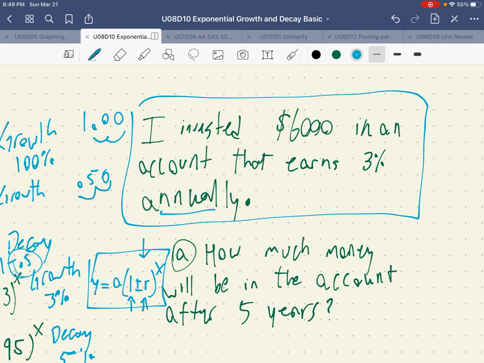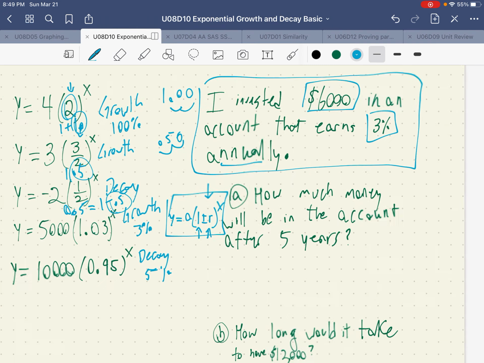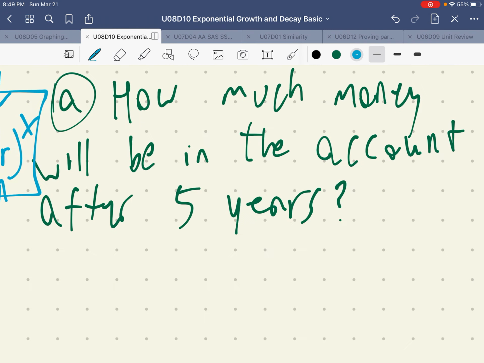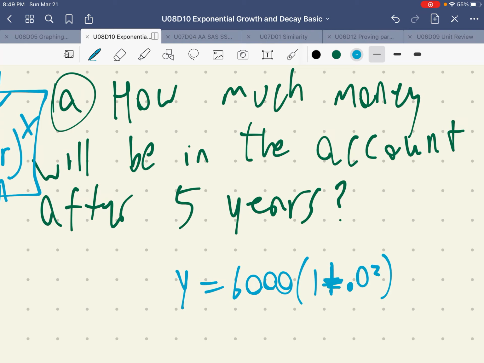Let's take a look at our example. So it's $6,000 with an increase of 3%. We want to know how much money we'll have in an account after 5 years. That is going to be Y, which is the final amount. We don't know what that is. We have a starting amount of $6,000. We are starting with 100%, and we are either going to increase or decrease by our percentage. It will be an increase of 3% over the course of 5 years. This is how long we want to invest for.